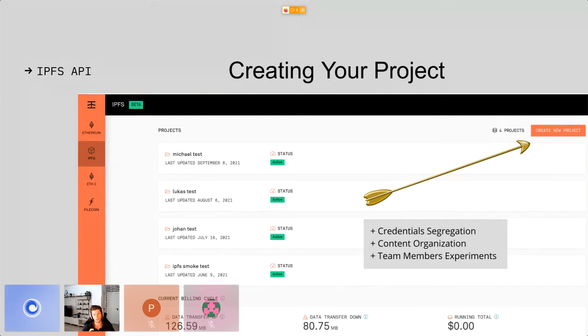So if you have one project for your application, and then you want to run an experiment and maybe test your script that would add or pin a lot of content, and you don't really want to mess up the statistics of other projects, you could just create a new project for this specific use case and keep everything clean, and then just delete it or create a new one as you need. So we want to focus on a good UI for you, so everything is clean and organized.